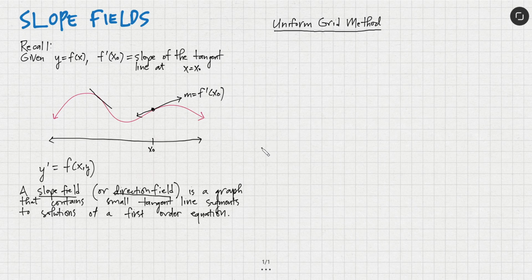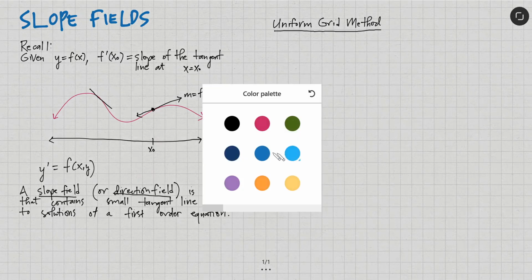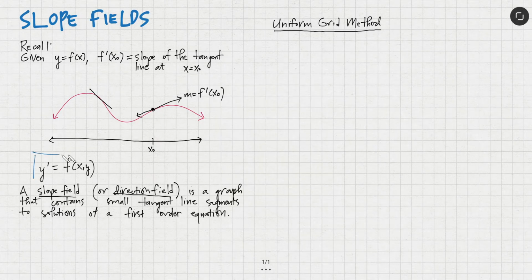And then, one by one, on the points of that rectangular grid, we're going to draw the tangent line segments. Okay. So, how do we do that? Now, we are already given this equation. We have y prime is equal to f of x, y. So, ang gagawin lang natin, for every point on the grid, i-plug nyo lang yung values ng x and y, and then that will give you the slope. And then just draw the tangent line segment on that point. So, let's have an example.